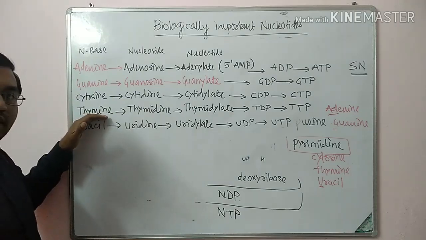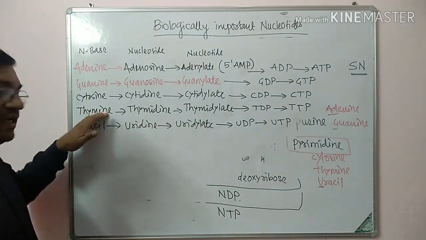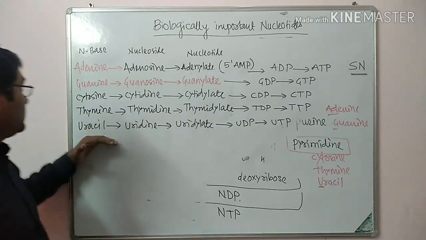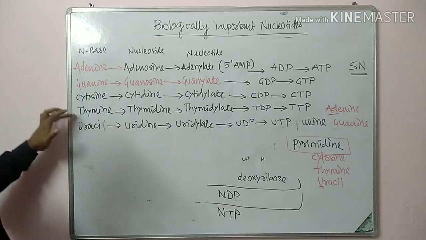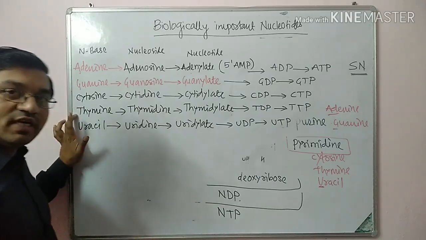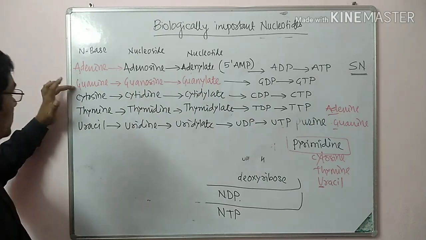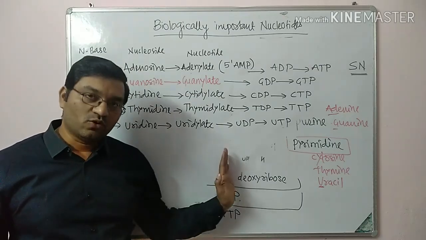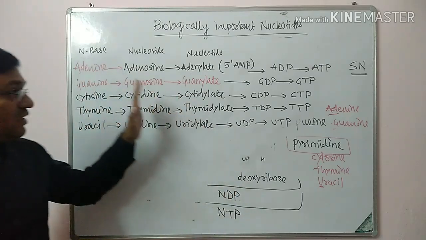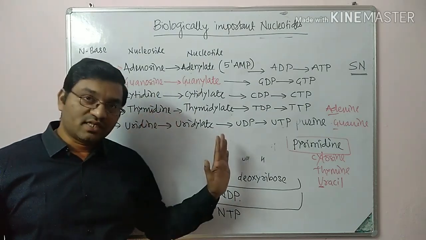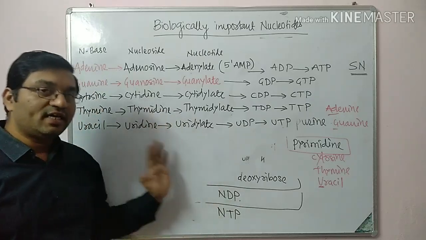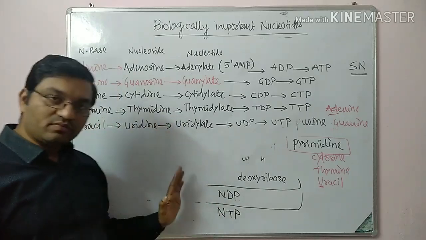Thymine is found in DNA. It is a methylated pyrimidine, while uracil is found in RNA. Adenine, guanine, cytosine and thymine are found in the DNA molecule. Adenine, guanine, cytosine and uracil are found in the RNA molecule. So these are the important bases which are components of DNA and RNA.